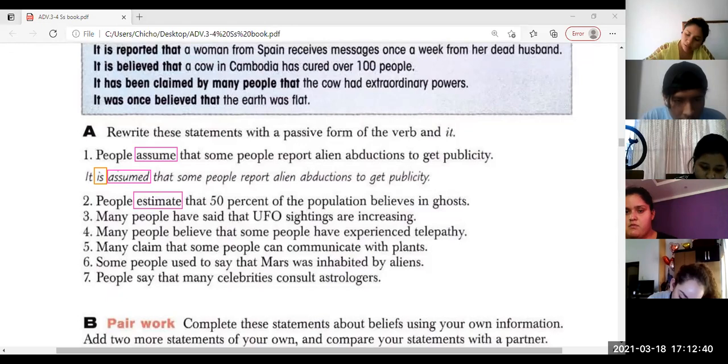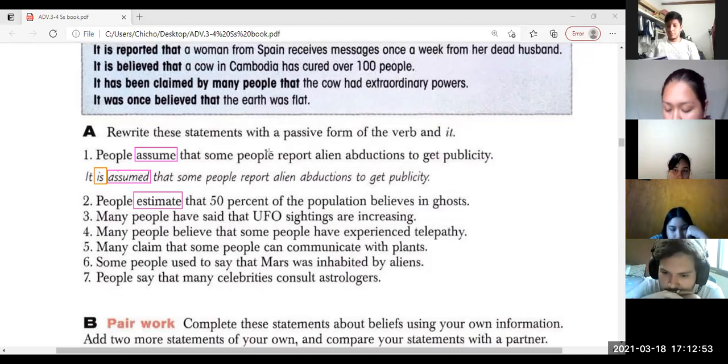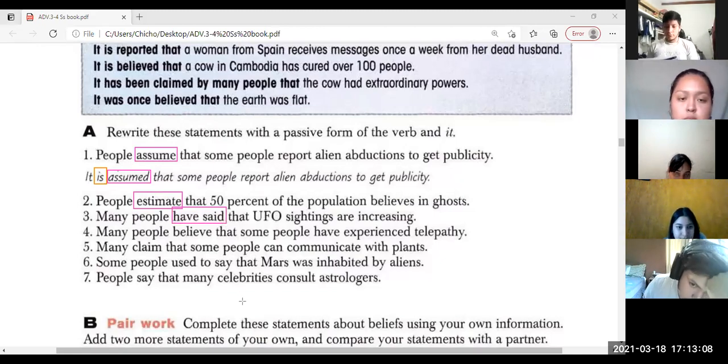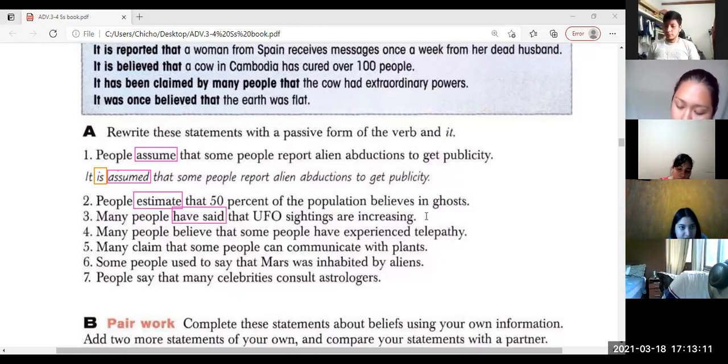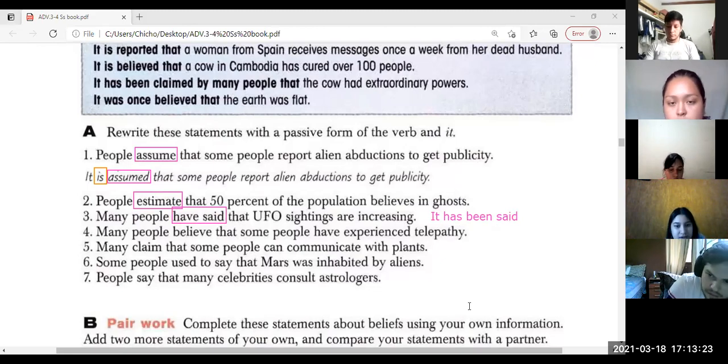Number 3, please, Angela. What can you say about number 3? Sorry. It has been said that the UFO, I don't know how to pronounce, sighting? Sightings are increasing. Okay, so here we have the sentence in the present perfect. So we need to say it has been said. It has been said that y todo el resto de la oración, ¿cierto?